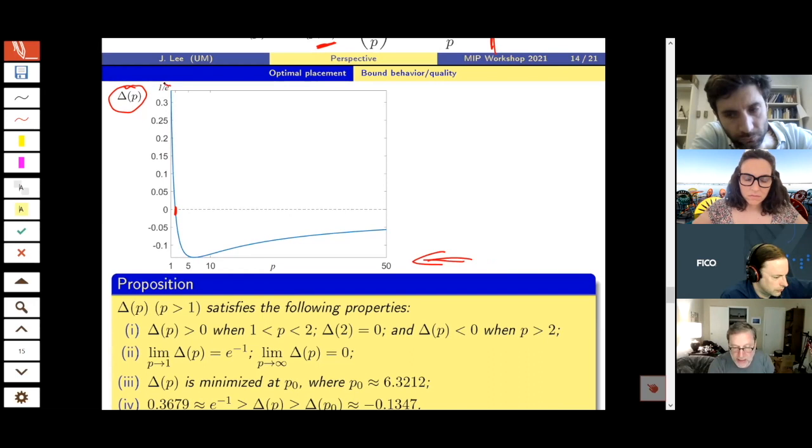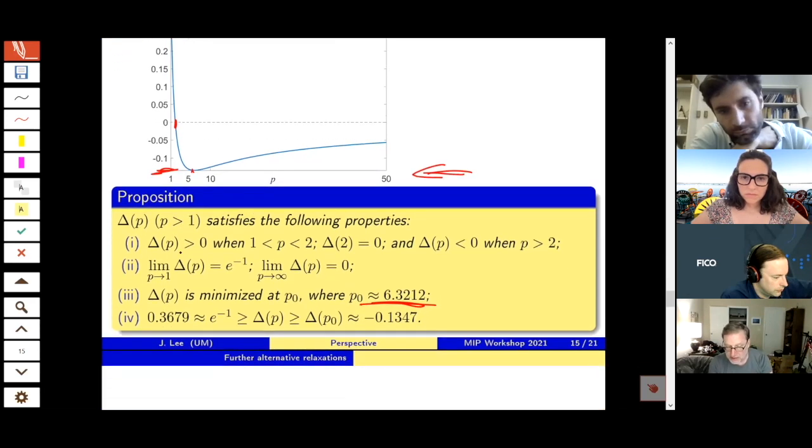So the worst case is as the power goes to 1, that factor becomes 1 over E. And then there's this mysterious value at a power of 6.32 right here, but also it's not so bad. So generally, this delta P is between these constants. And so what it's saying is those bounds localize the true minimum quite well.